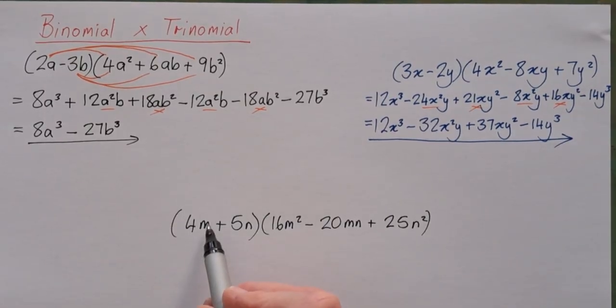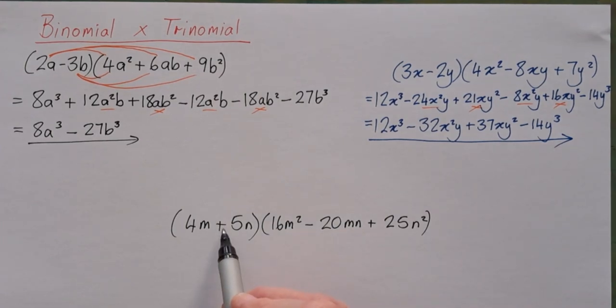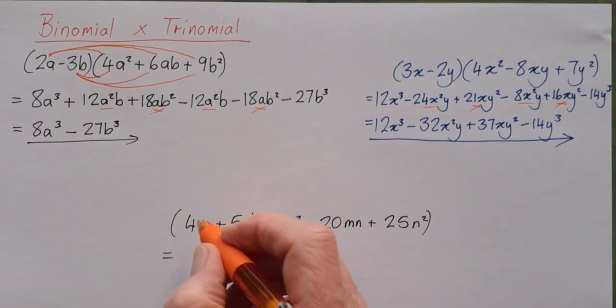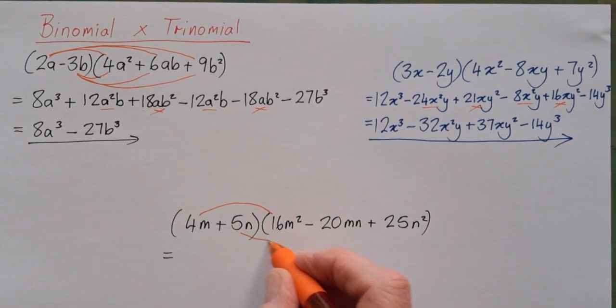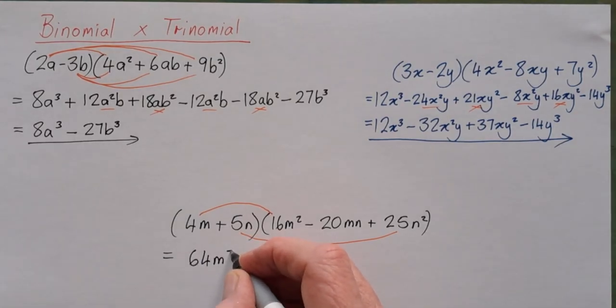So 4m all squared would give me 16m squared. 5n all squared would give me 25n squared. Is this the opposite of that sign? Yes, it is. What's the product of these two? 20mn, yes. So I'm sitting with this situation, which means my answer is going to be a difference of two perfect cubes, which means all I've got to do is multiply the firsts and multiply the last, because the others would all disappear. So 4m times 16m squared is 64m cubed.